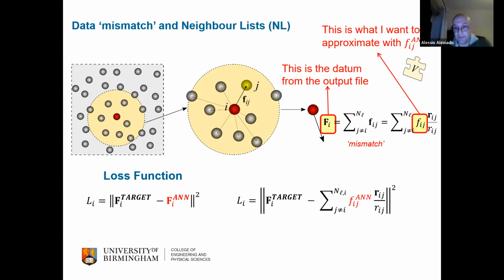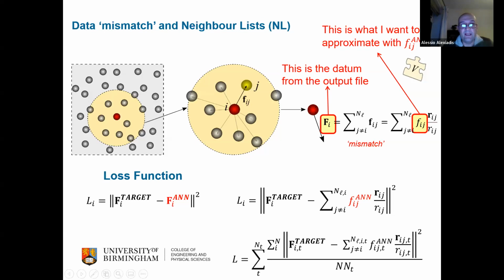Then we have to put everything together, which means that we need to add together all the losses for all the neighborhood lists. We have n particles, each particle has a neighborhood list, so we have to sum over all the n neighborhood lists, and then over all the NT time steps. Now I'm cutting a little bit of corners here, in the sense that I really don't want to go into the several details.